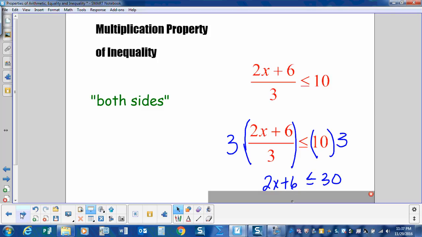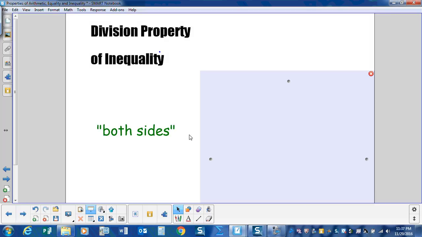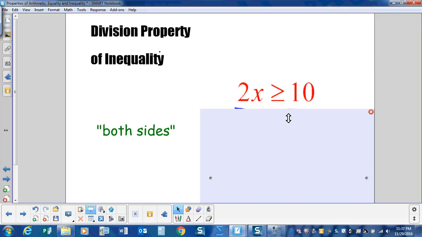And the division property of inequality states that we can divide both sides of an inequality by the same number. 2x is greater than or equal to 10. We can divide each side by 2 using this property.